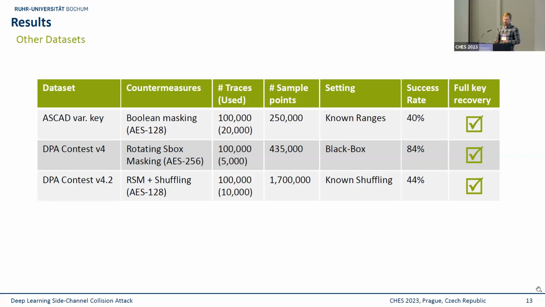In the end, we had a success rate of 40%, meaning that we recovered 40% of all relevant key differences. Then we also targeted the DPA contest 4 dataset, which is protected by rotating S-box masking. Here we were able to obtain 84% of all key differences by only using 5,000 traces. We also targeted an improved version of this dataset where all bytes are masked individually and shuffling is also applied. Here we revealed 44% of all relevant key differences.